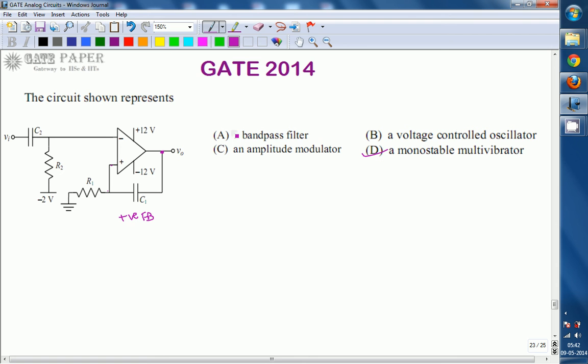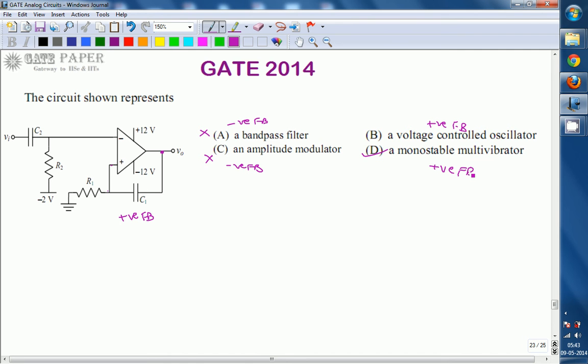A and C require negative feedback. So these are not the options, because the given circuit has positive feedback. Both the voltage controlled oscillator and the monostable multivibrator require positive feedback. So out of these two, which can be the answer? We are saying that the monostable multivibrator is the right option.